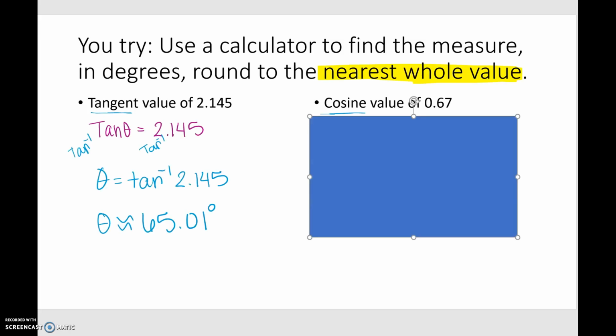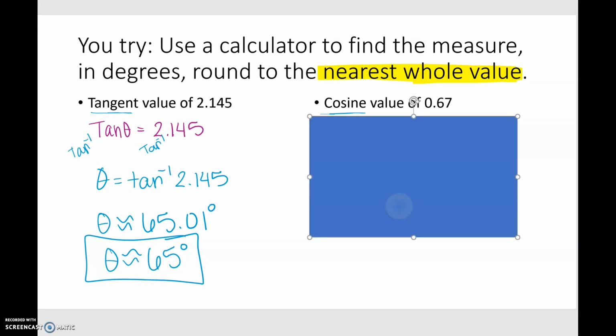So this, again, tangent value of 2.145 is saying tangent of theta equals 2.145, and we are looking for what the angle measurement is. So we take the tangent inverse of both sides. We get theta is approximately 65.01. However, this says to round to the nearest whole, so we are going to say that theta is about 65 degrees. And that is our answer there.